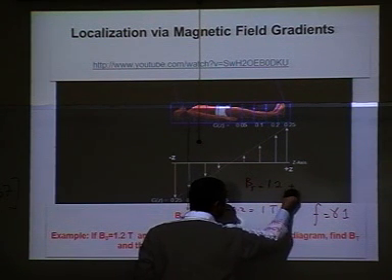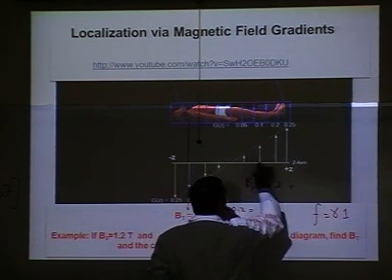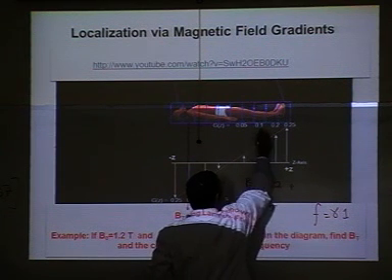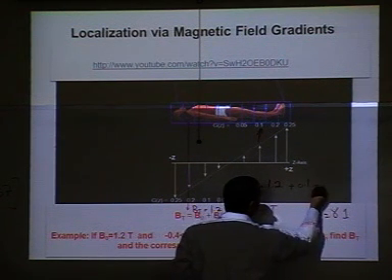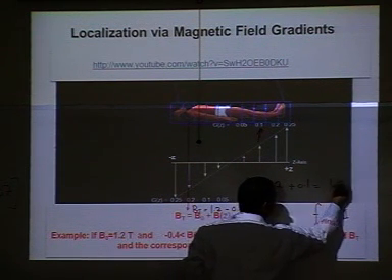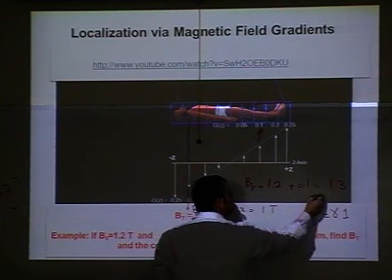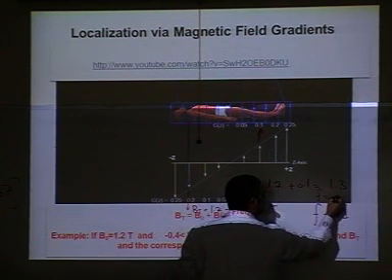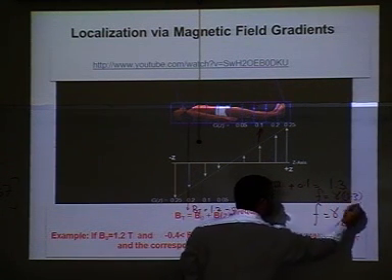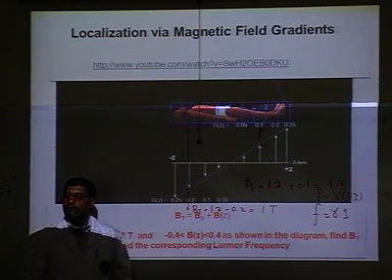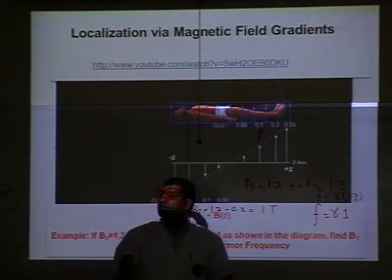1.2 plus, let's say here, 0.1. So that means my magnetic field will be equal to 1.3. So that means my frequency is equal to what? Gamma multiplied by 1.3. Got it? This is the significance of what?